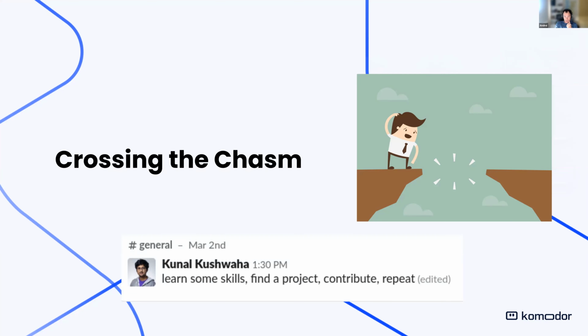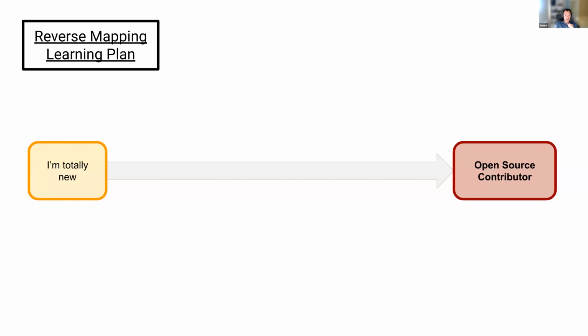You need to learn some skills, find a project, contribute, and repeat. It sounds amazing. The only problem here is that it's too broad. We need to add some more detail to this simple recipe, which is true. So this is our situation.